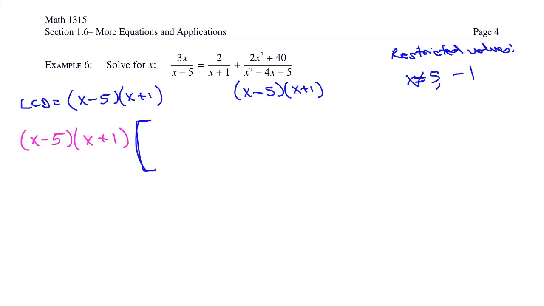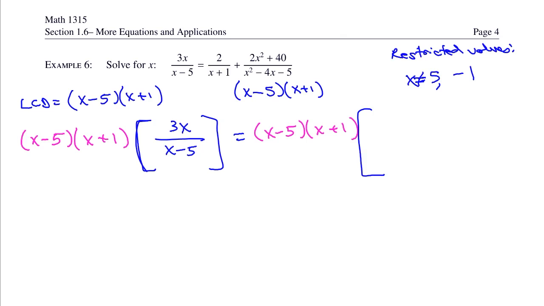times 3x over x minus 5. And that is equal to x minus 5 times x plus 1 times, the right side is 2 over x plus 1 plus 2x squared plus 40 over, I'll write this in factored form, x minus 5 times x plus 1.